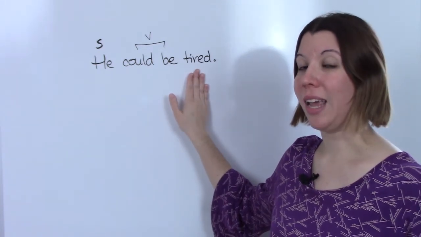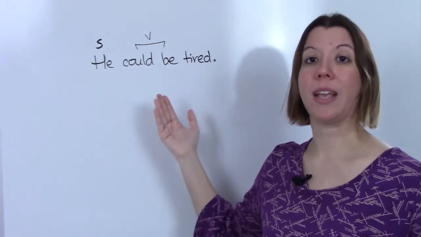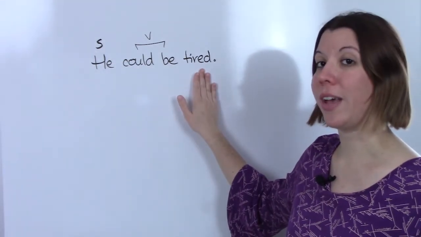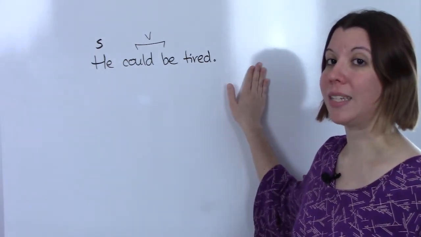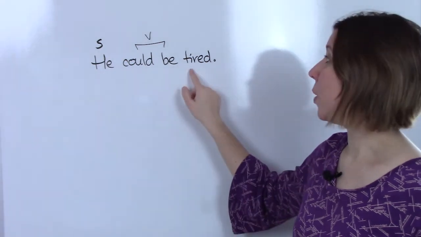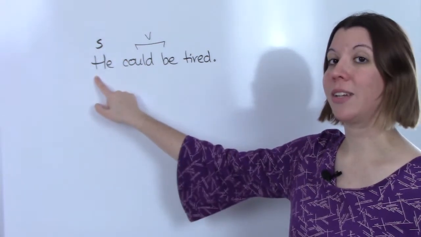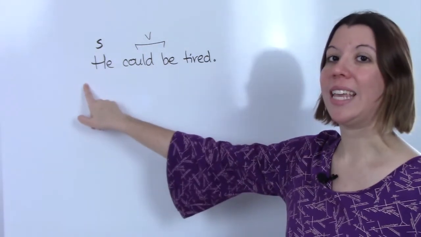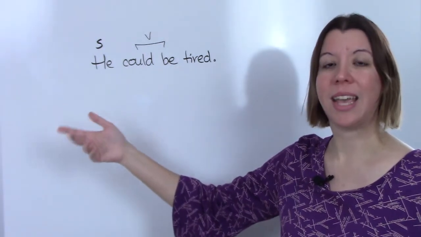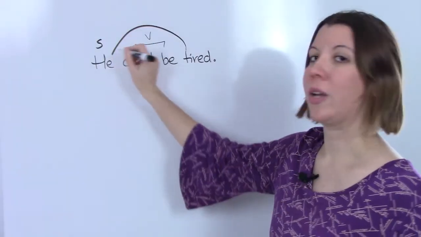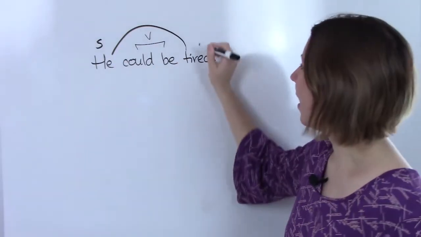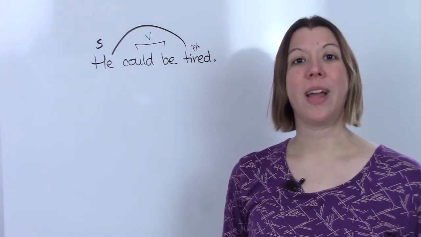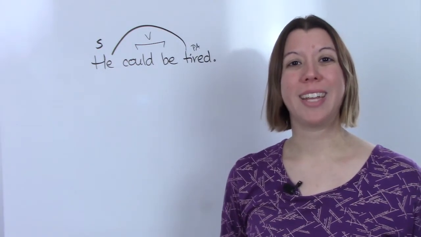Now that I know it's an adjective, I think, is it predicate or attributive? Well, if it was an attributive adjective, a noun would come next. There is no noun. So I'm thinking, does it connect back to the subject? Yes, I'm talking about this tired he, whoever he is, as the subject. So I draw a line to connect the two and label it PA. Go ahead and pause the video and try that diagram on your own. Press play and check with me when you're done.